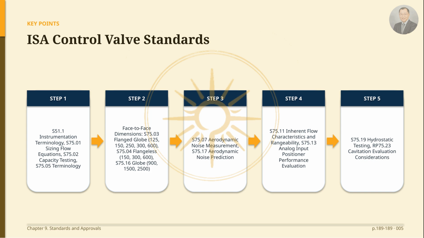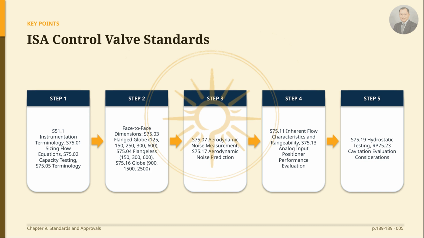Regarding face-to-face dimensions, S75.03 specifies flanged globe-style bodies for classes 125, 150, 250, 300, and 600. S75.04 specifies flangeless valves for classes 150, 300, and 600. And S75.16 specifies flanged globe-style bodies for classes 900, 1500, and 2500.